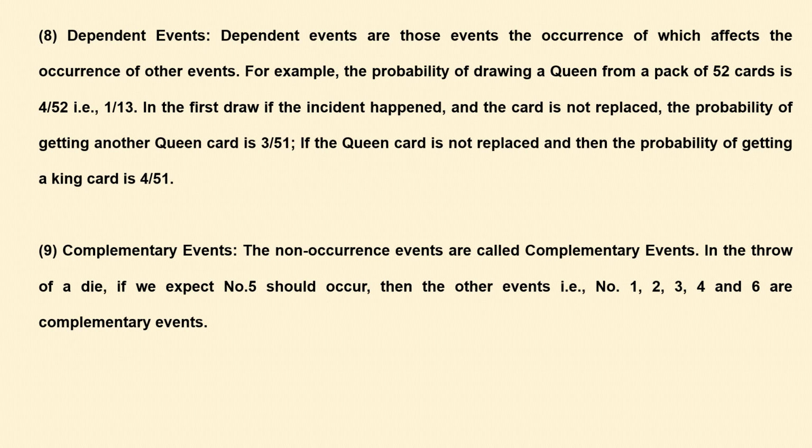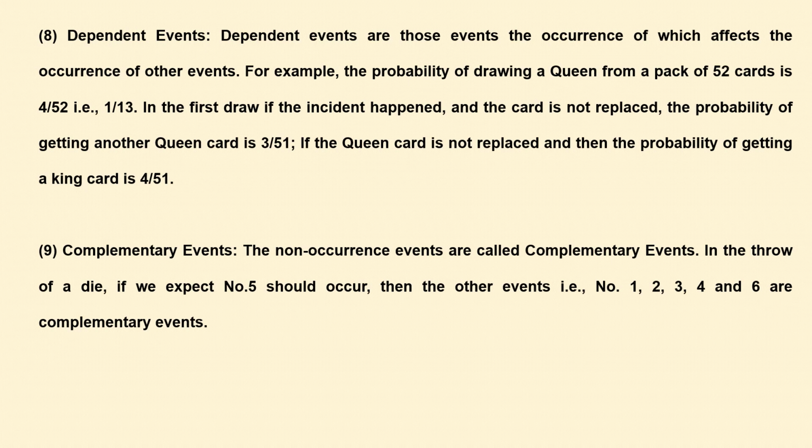In the first draw, if the queen card is not replaced, kept away, the probability of getting another queen card is 3 by 51, since now there are 3 queen cards and total cards are 51 only. If the queen card is not replaced, then the probability of getting a king card is 4 by 51. Total number of cards now is 51 because one card is kept away, that is queen card, and now the 4 king cards are there. Thereby, probability of getting a king card will be 4 by 51.